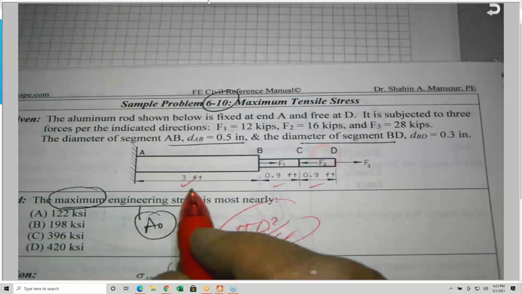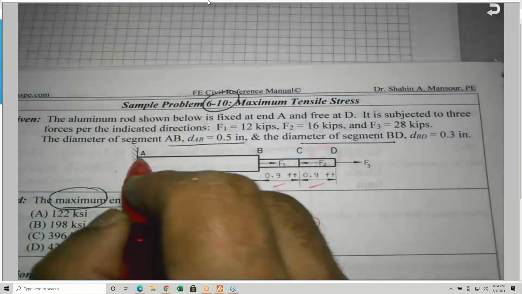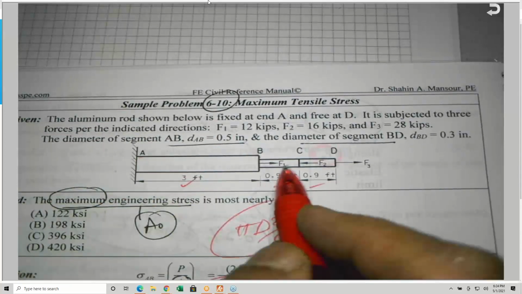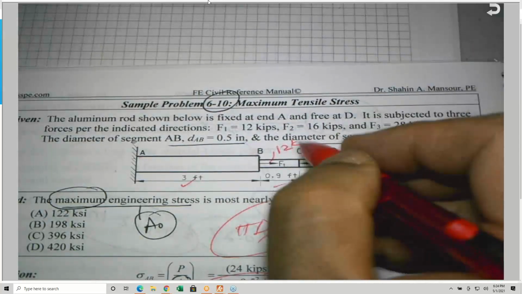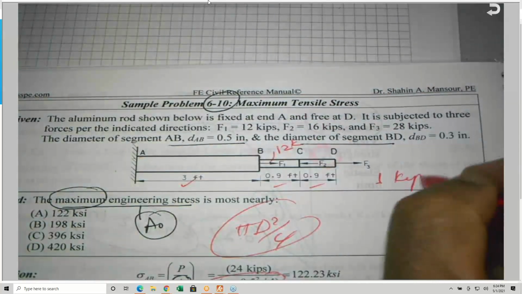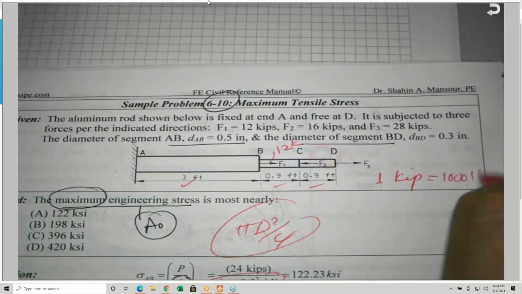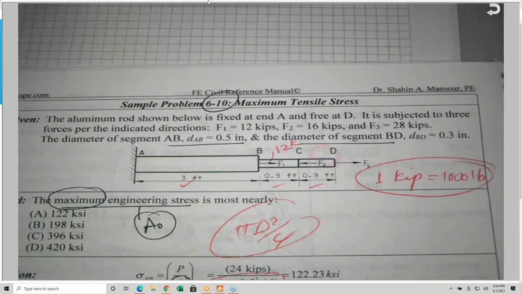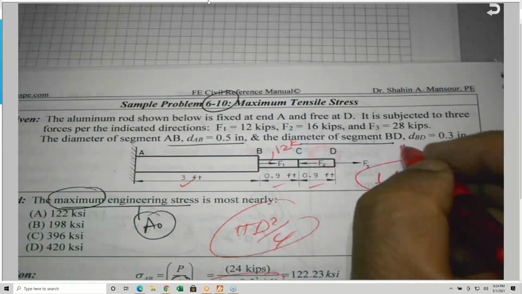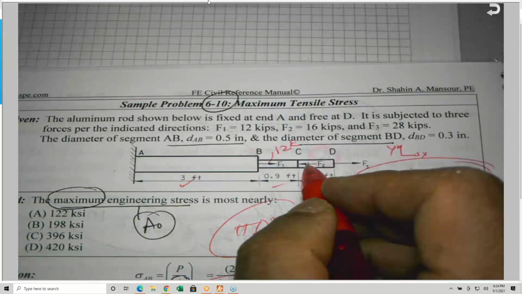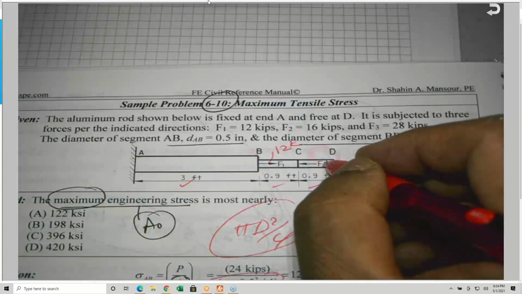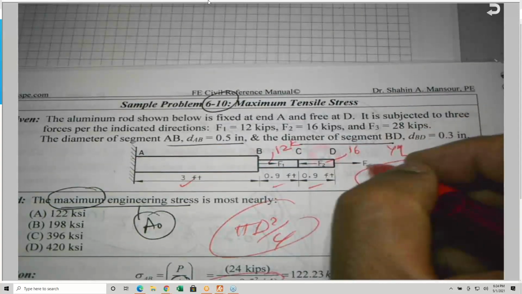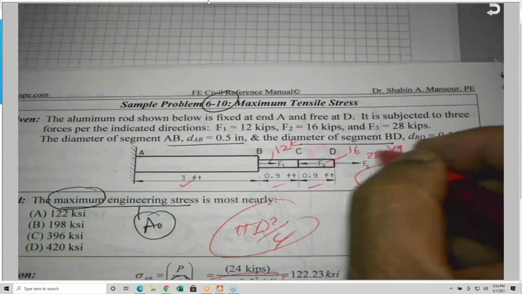But I need the force. So section AB of this shaft is subjected to a maximum force. This is 12 kips. A kip, by the way, is 1,000. One kip is equal to 1,000 pounds. F1 is in the positive X direction. F2 is in the negative X, or opposite. And F2 is given to be 16, and F3 is 28. All of them are in kips.